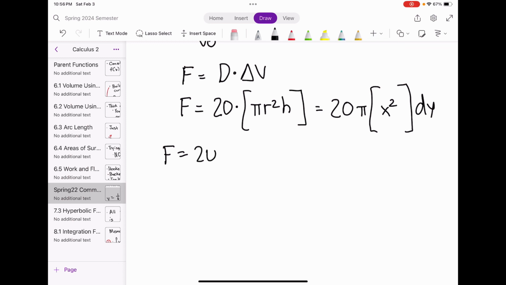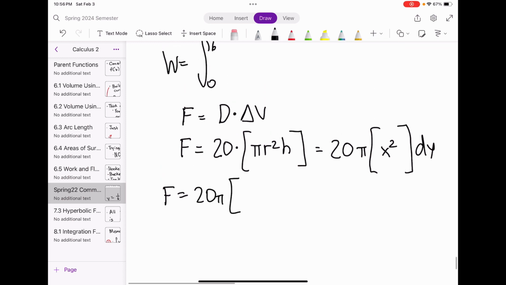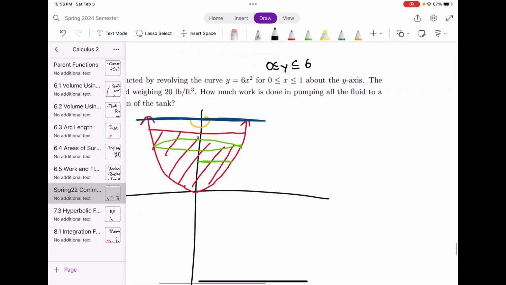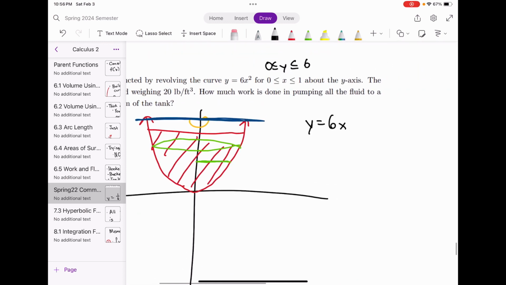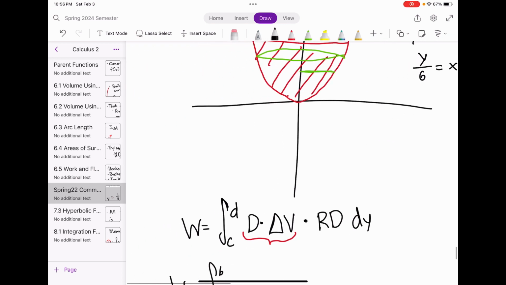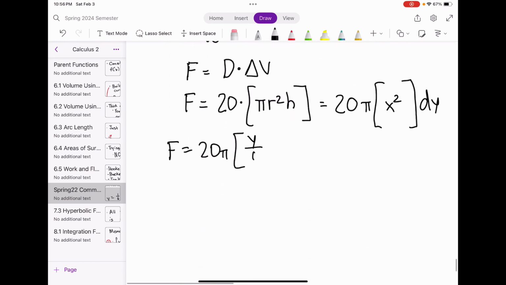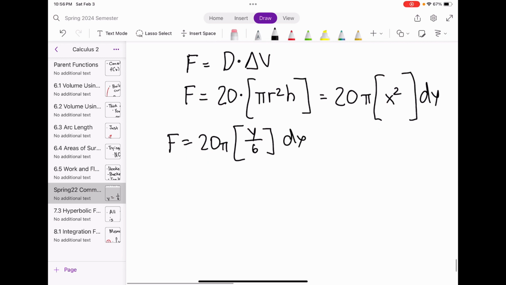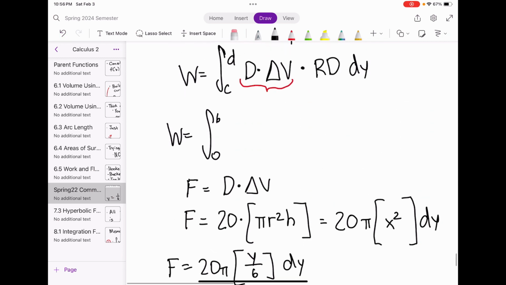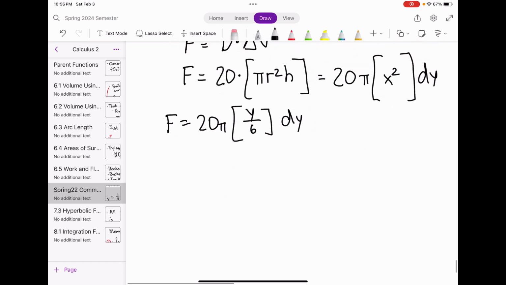F is equal to 20 pi, and we can't put x squared because it's in terms of y. So we're going to need to rewrite y is equal to 6x squared in order for it to be in terms of y. So y divided by 6 is equal to x squared. And you could square root both sides, but we need x squared anyway, so why do that when we could just leave y over 6 as the value. Okay, so there's F for you.